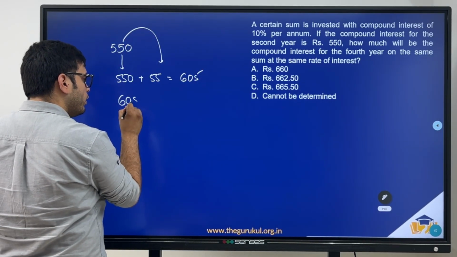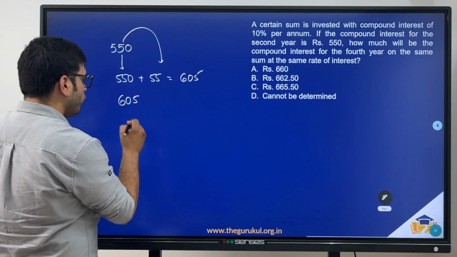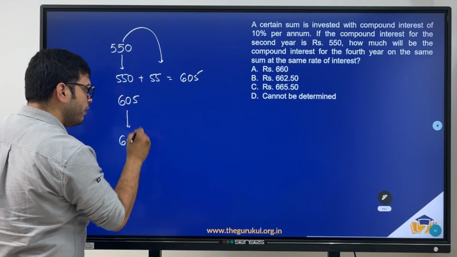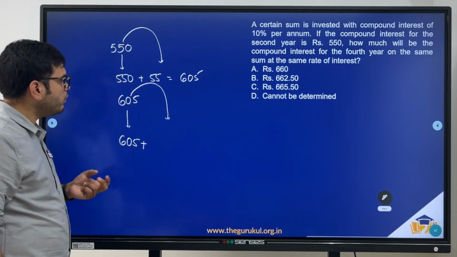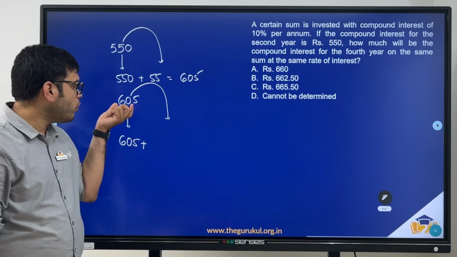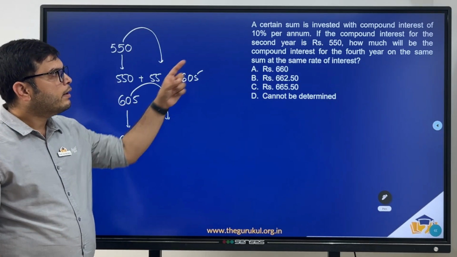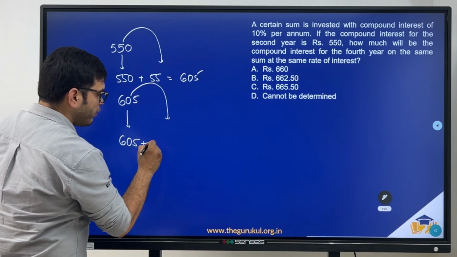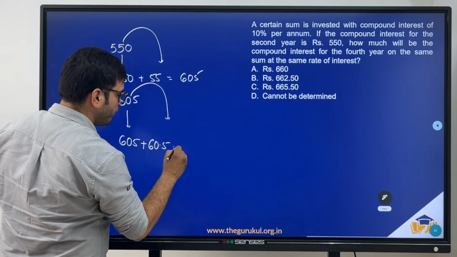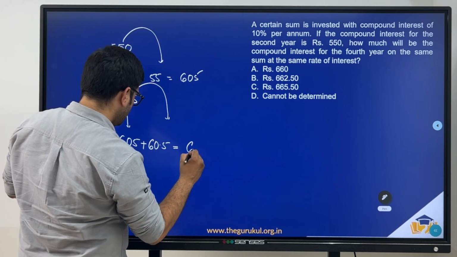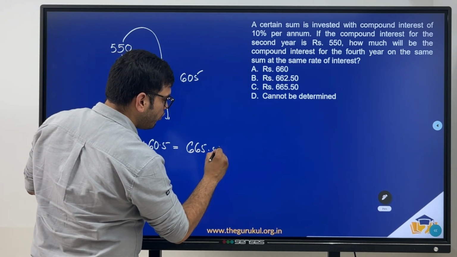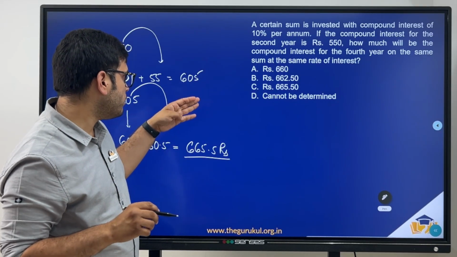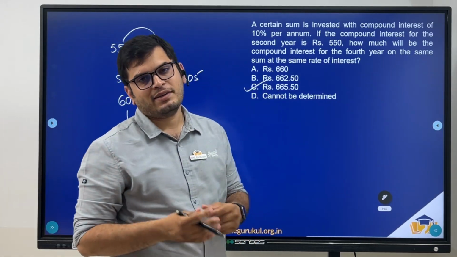Now the interest accrued in the fourth year would be the interest accrued in the third year, 605, plus interest on the interest accrued in the third year. So you have a total of 605 rupees accrued in the third year. Rate of interest is 10% per annum. So 10% of 605, 60.5. So this should be equal to 665.5 rupees, which should be the interest accrued in the fourth year. So the answer for this question should be option C.